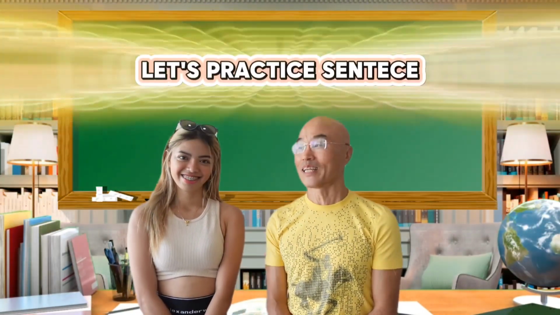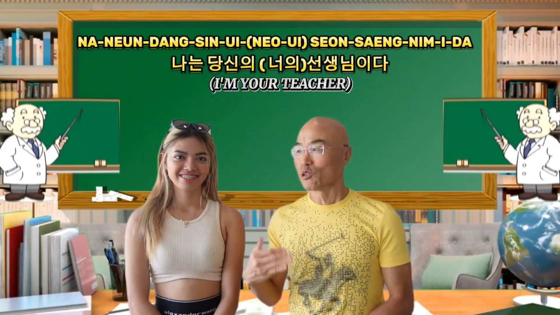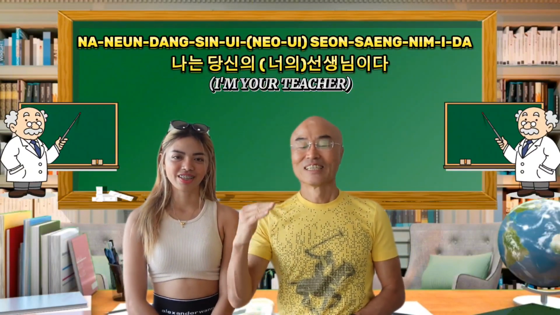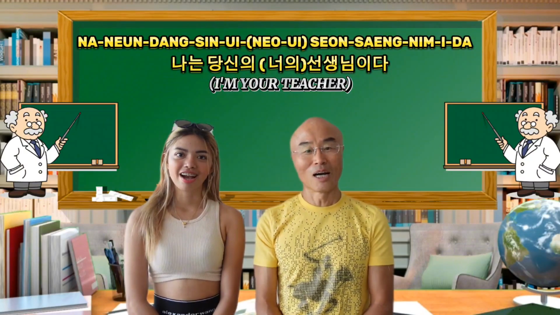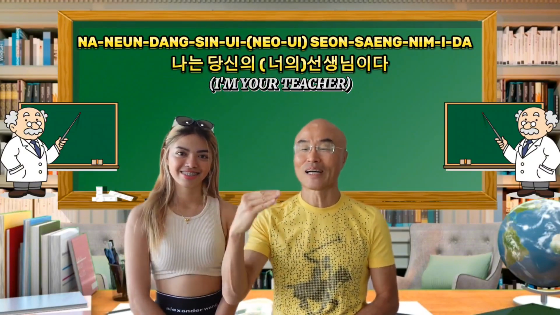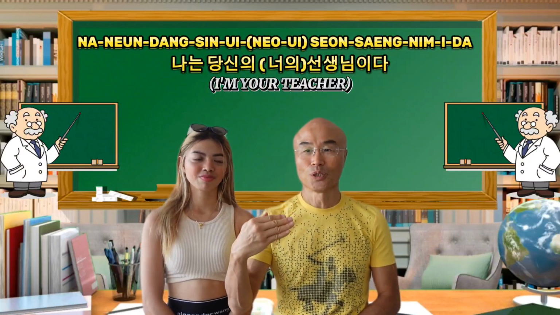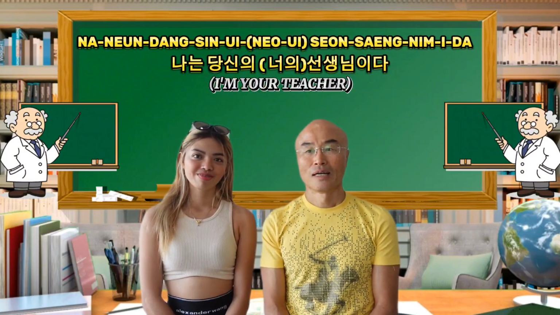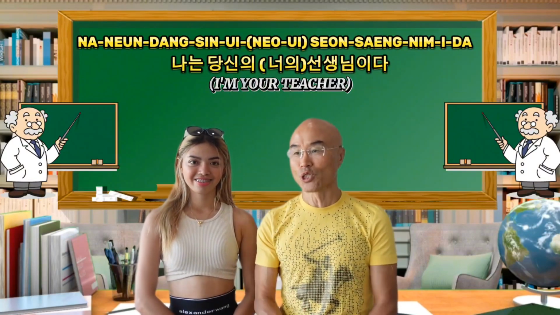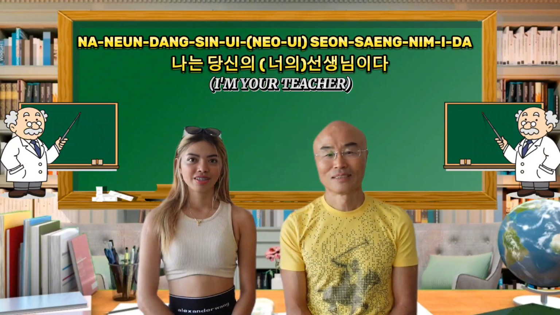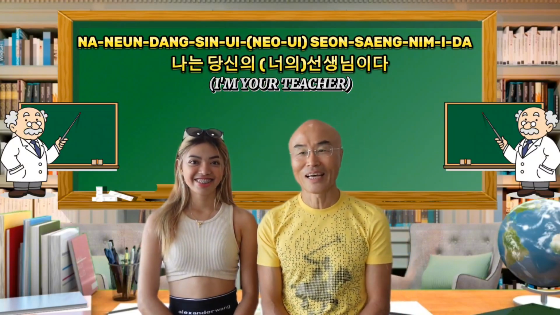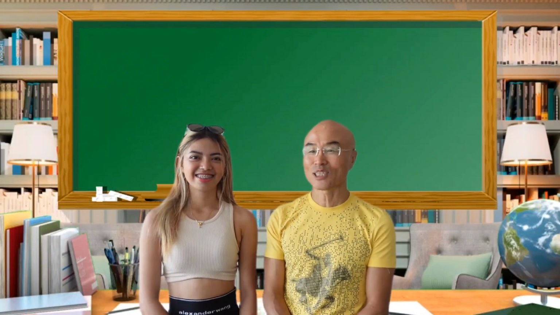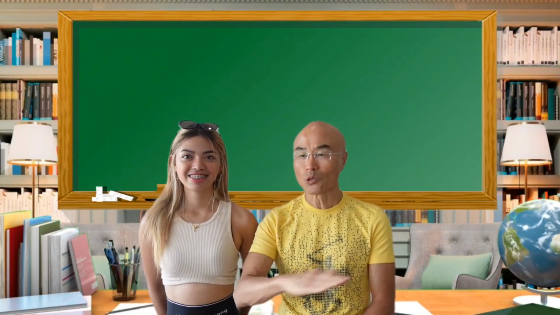So let's practice the sentence. I am your teacher. 나는 당신의 선생님이다. We continually practice the 선생님, 학생. So eventually you get to learn and memorize easily, same words, same expression. 나는 당신의 선생님이다. I am your teacher. 나는 너의 선생님이다. Still not easy to pronounce, right? Because you are a total beginner.